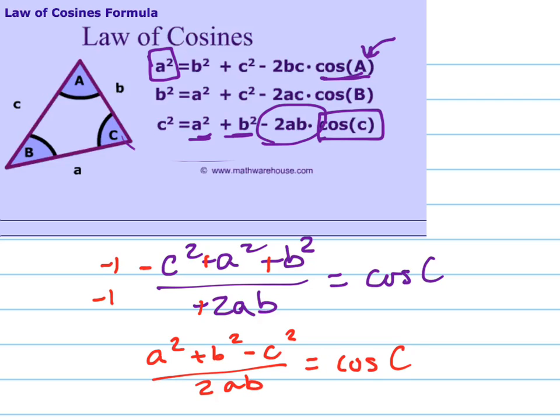In fact, I'm going to go a step further, and I'm going to get rid of the cosine. How do I get rid of a cosine? I take the cosine inverse. So that's really my formula. My formula to find the angle C is to take the cosine inverse of that whole mess. Okay? So let's see if we can apply that right here.